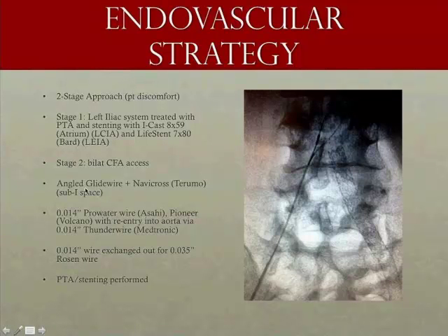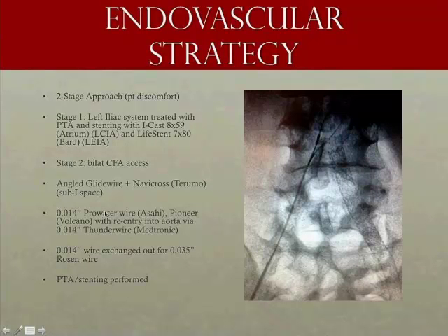We proceeded as follows. I used an Angle Glide wire once again, but this time I used a Navicross crossing catheter by Terumo. And as you can see here, I entered the subintimal space again in the proximal right common iliac artery. However, this time I was unable to cut through and enter the true lumen within the abdominal aorta. After a couple of attempts, I then proceeded with re-entry.